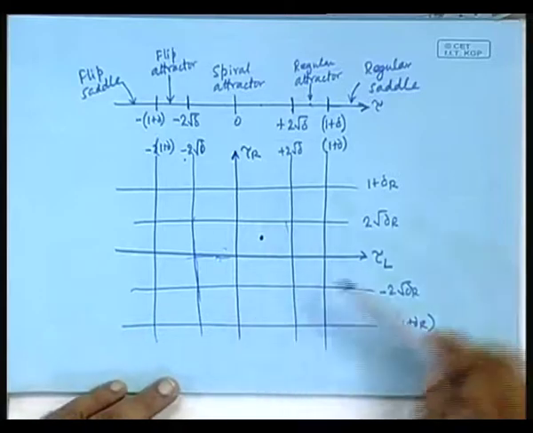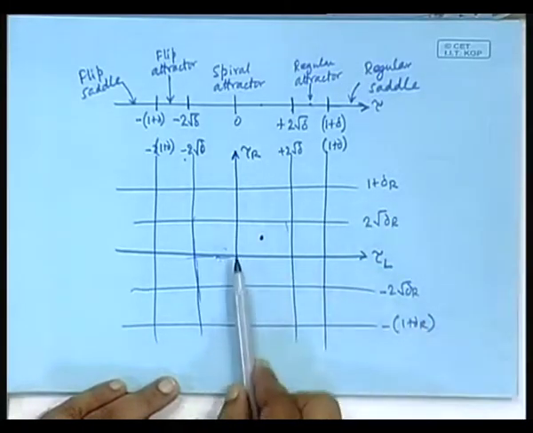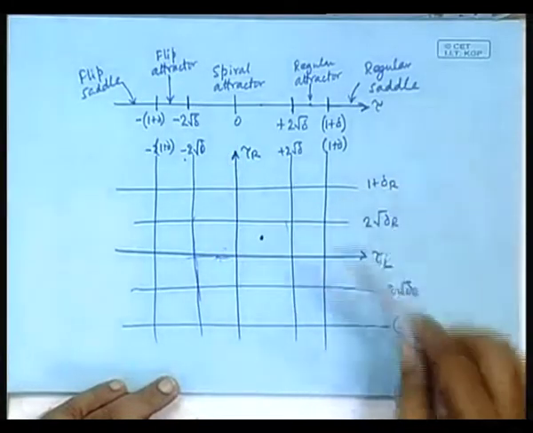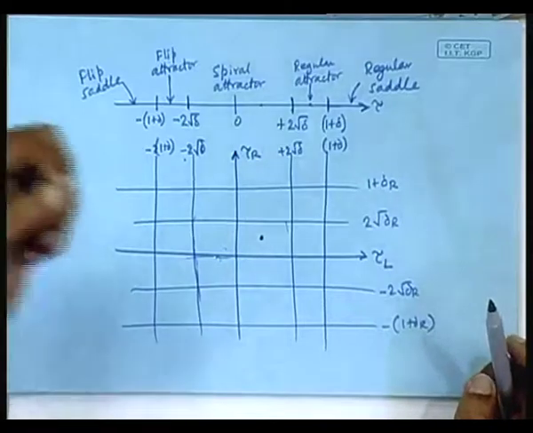Okay. While it has gone to the right hand side, what is its character? It is here as compared to this. It is again minus 2 root delta to plus 2 root delta. That means, a spiral attractor remaining a spiral attractor.